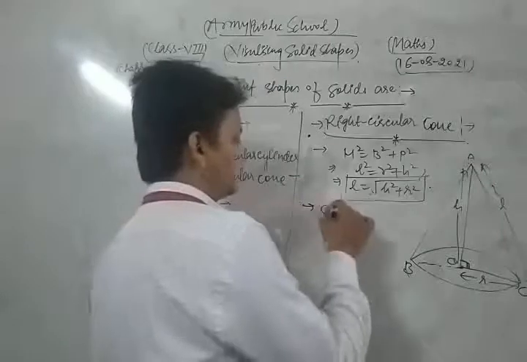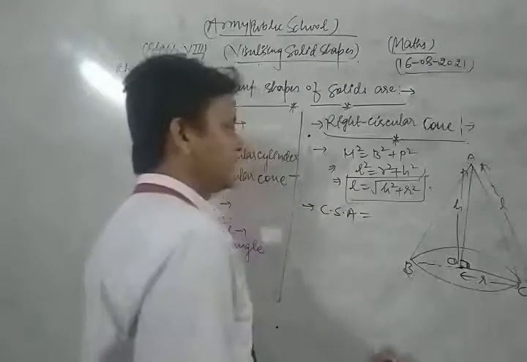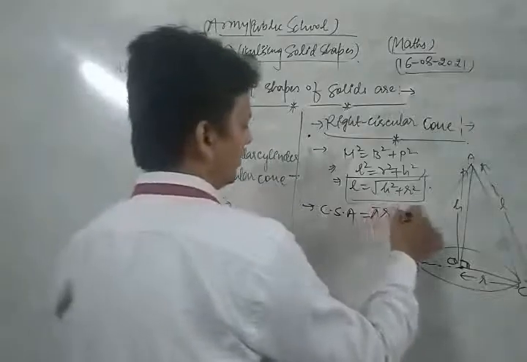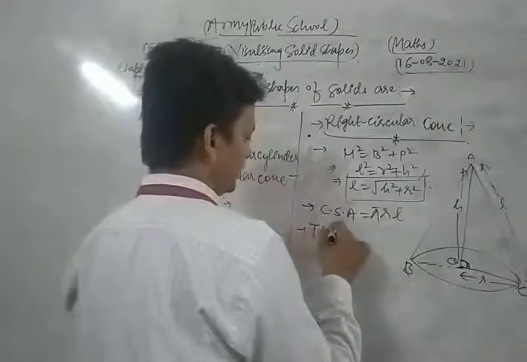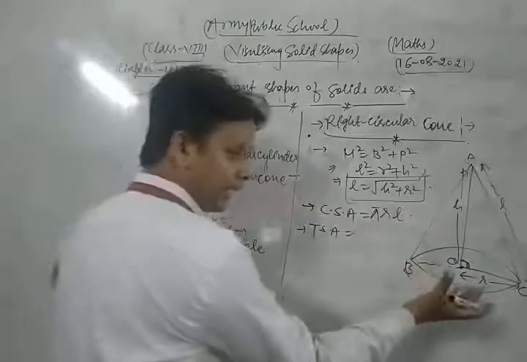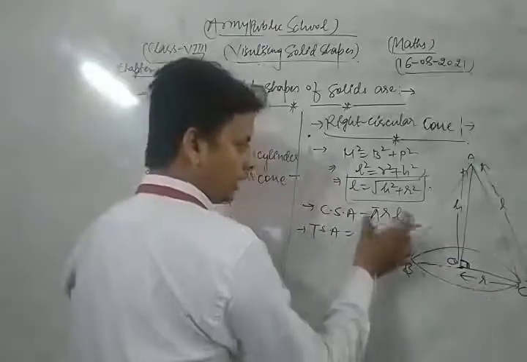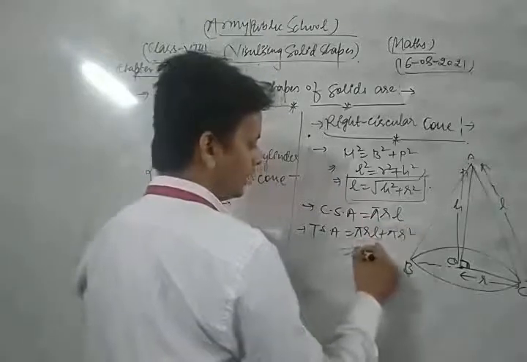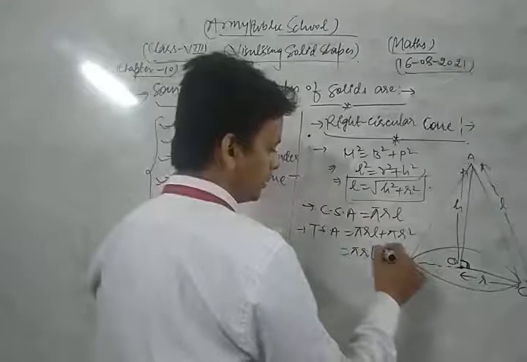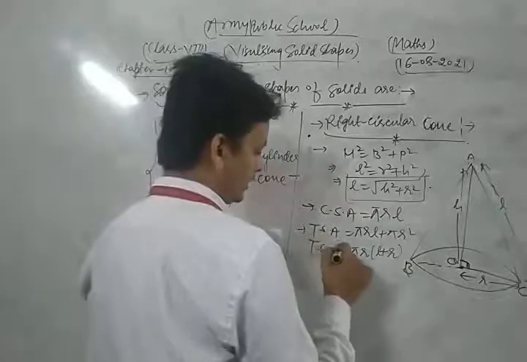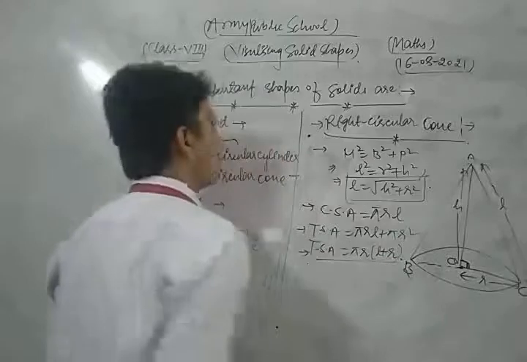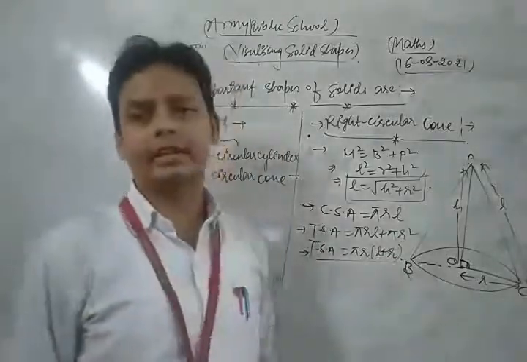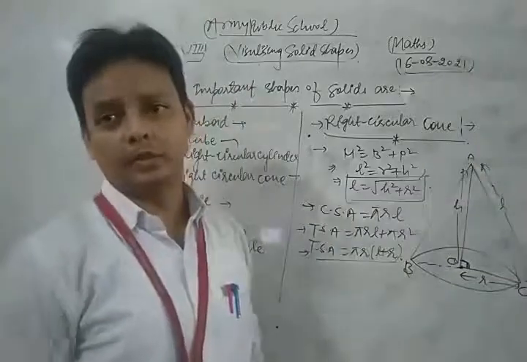Now we discuss the curved surface area of cone. The formula for the curved surface area of cone is pi r L. For total surface area, we add its base area, which is pi r square. So pi r L plus pi r square, we take pi r as common, so we get L plus R. The total surface area of right circular cone is pi r (L plus R).